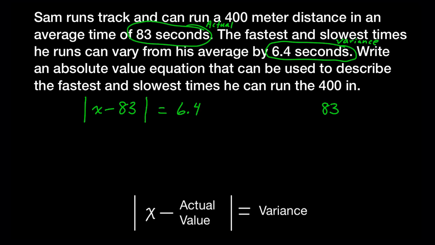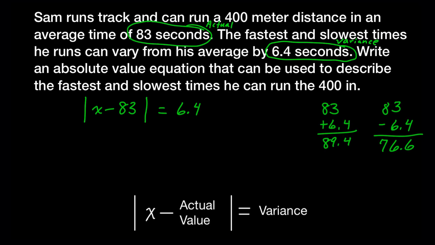Now, if you think about this, he can average 83 seconds, but sometimes he runs a little slow. Maybe he ate too much for lunch or whatever the case may be. And so you would add up to 6.4 seconds to that. So it might take him as much as 89.4 seconds. Or he may be running really well today, and he runs 6.4 seconds faster, which means you would subtract 6.4 seconds, which would give you 76.6 seconds. That's as fast as he probably could run.